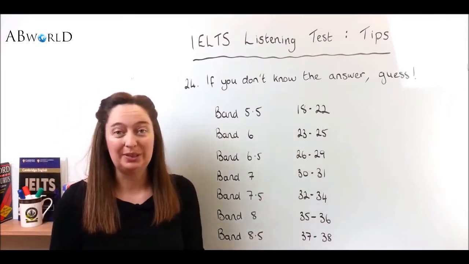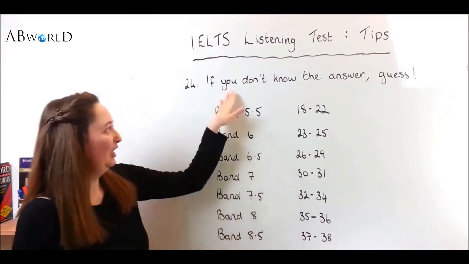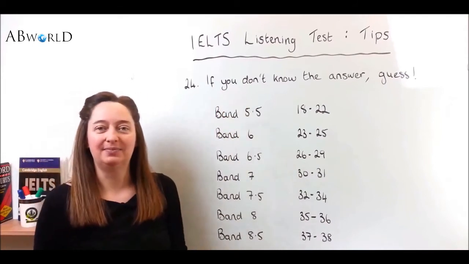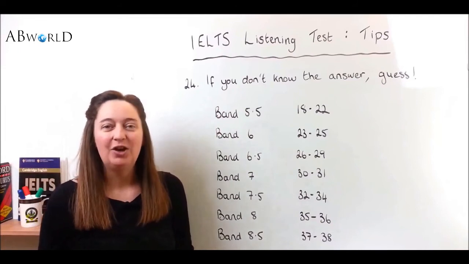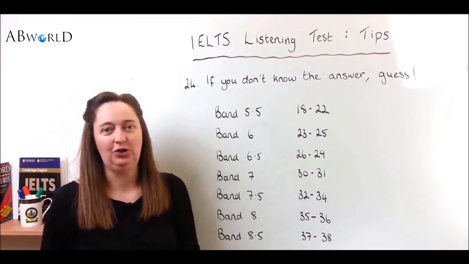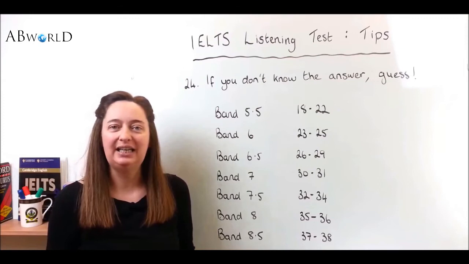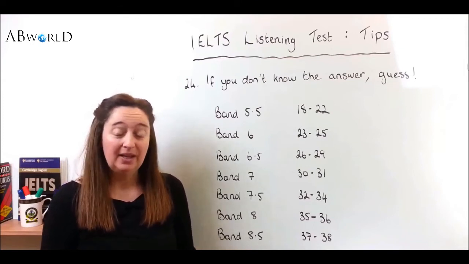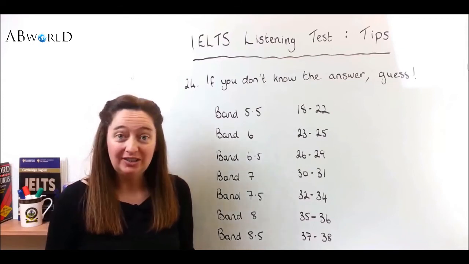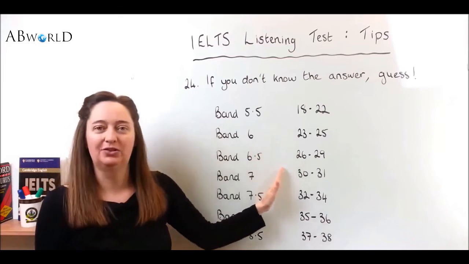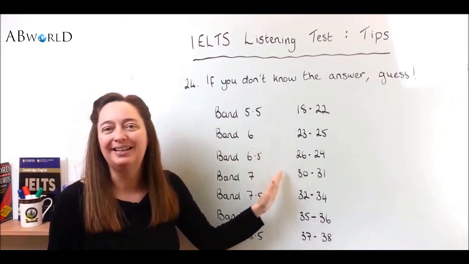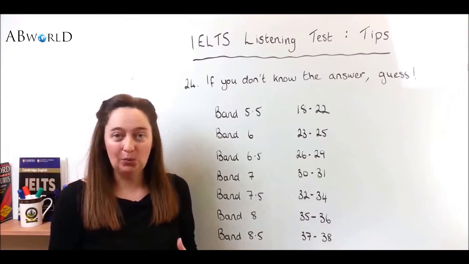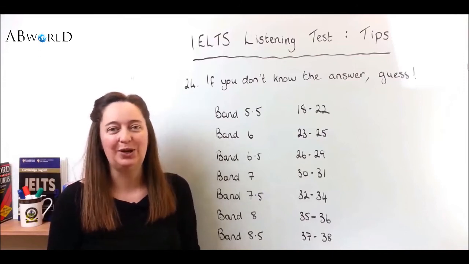So tip number 24 is, if you don't know the answer, guess. Write something on your answer sheet. Don't leave an empty space. Because if your answer is wrong, it will not affect your band score. You don't lose a point if your answer's wrong. So always guess if you don't know.